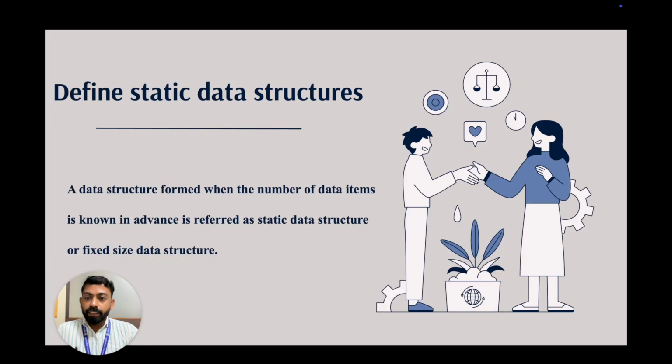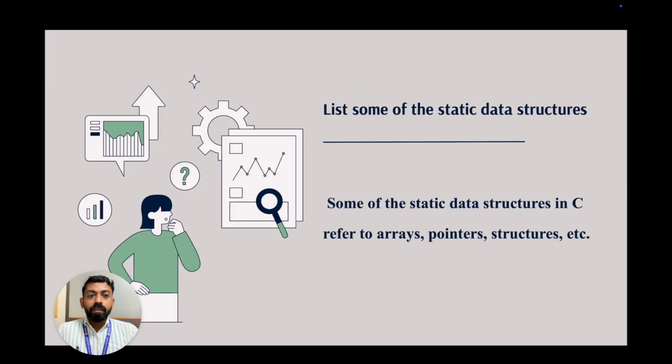Define static data structure. The data structure formed when the number of data items is known is called a static data structure. That means the size is fixed. List of some static data structures. According to C programming, we can refer to array, pointers, and structures. These are the fixed size data structures.